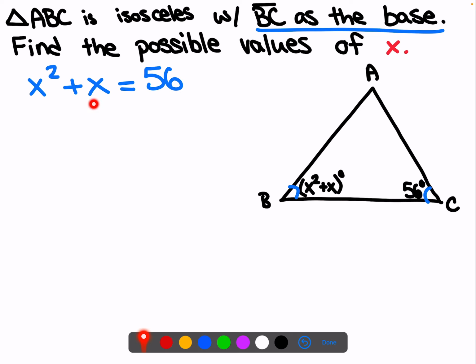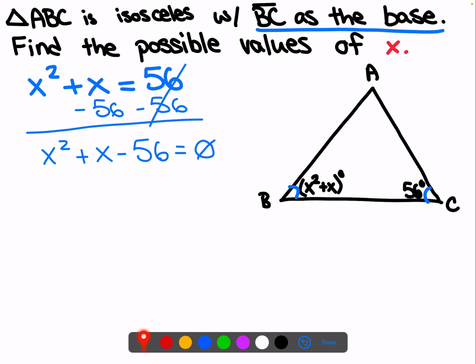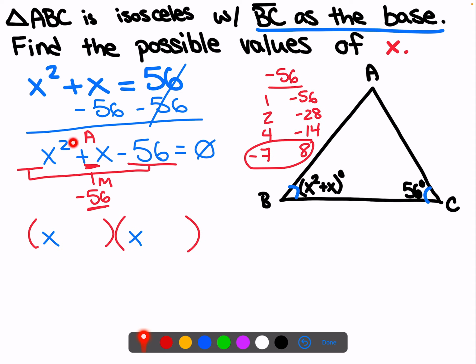Now from here, this is not standard form for a polynomial, so I need to get everything on the same side. So I'm going to subtract 56 from both sides, which gives me x squared plus x minus 56 equals 0. From here, I'm going to multiply my a value, the number in front of x squared, times my c value, my constant. So 1 times negative 56 is negative 56. From here, I look for numbers that add to be our middle term, positive 1, and multiply to be negative 56. So I list out all the numbers that multiply to be negative 56. The ones that add to be positive 1, well, adding all of these pairs together, the only one that adds to be positive 1 is negative 7 and positive 8.